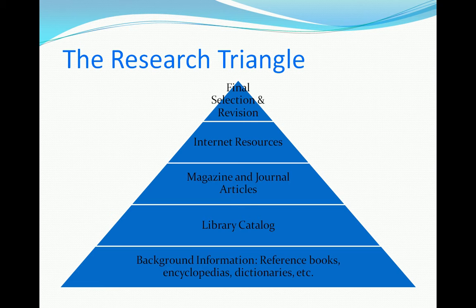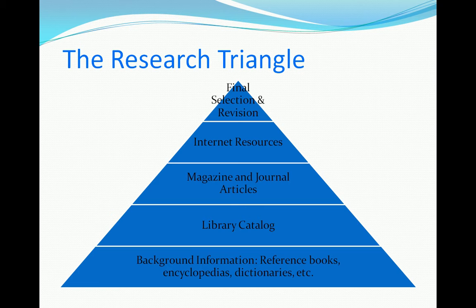Now that we've talked about the steps in the research process, and we've also talked about selecting a topic and coming up with the 5 questions, now think of information on the research triangle. Here's a simple analogy to think about how information flows in the research process. At the base of your triangle, you're consulting things like background information.